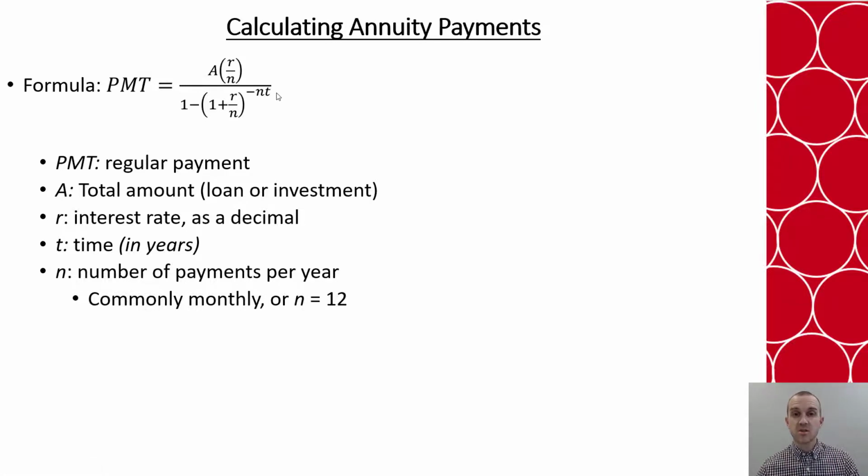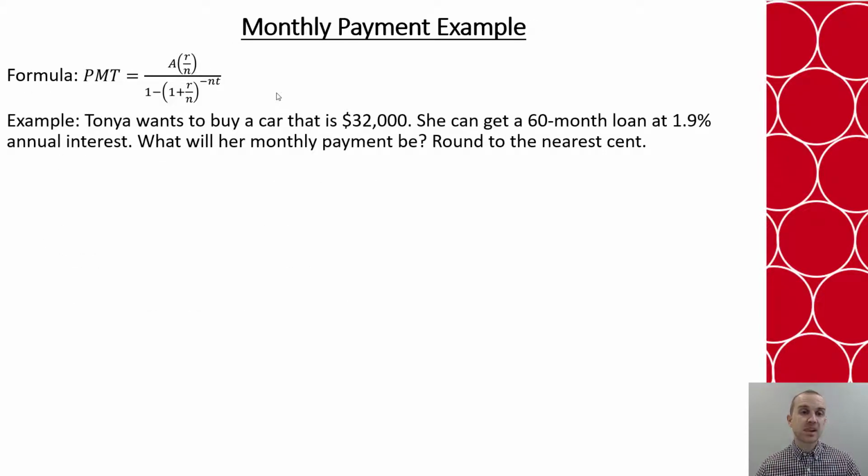That's very important. So if you see something talking about like a car loan of a 60-month loan, remember that has to be converted to years. It's very, very important on how we calculate this. Now let's look at an example.